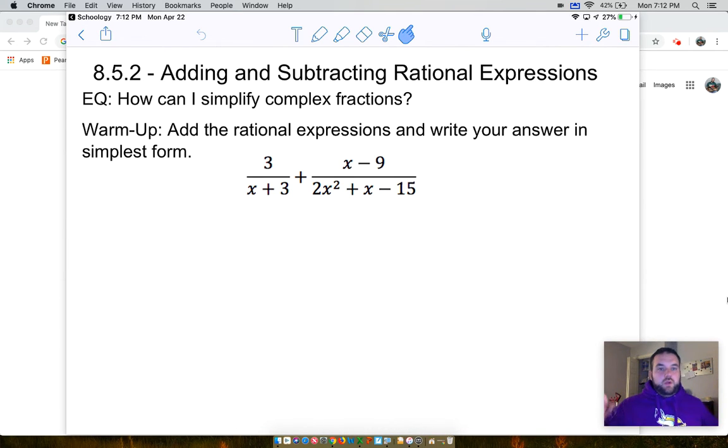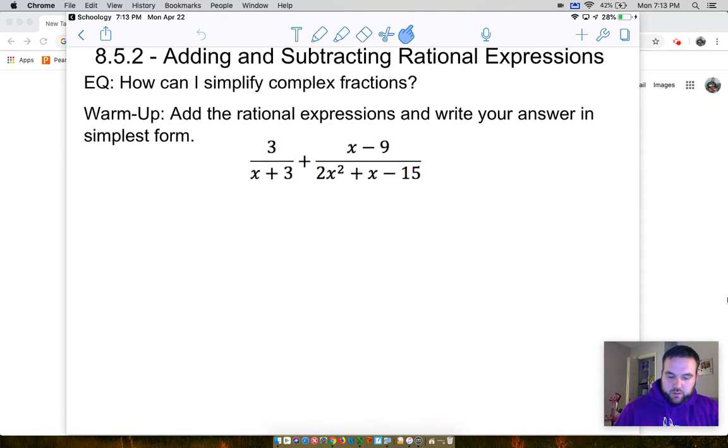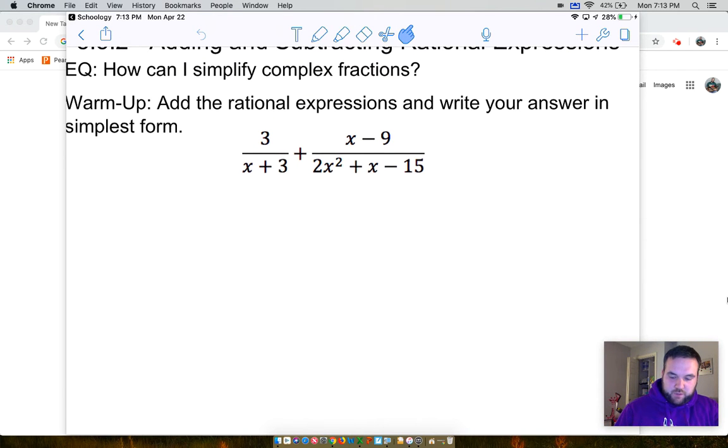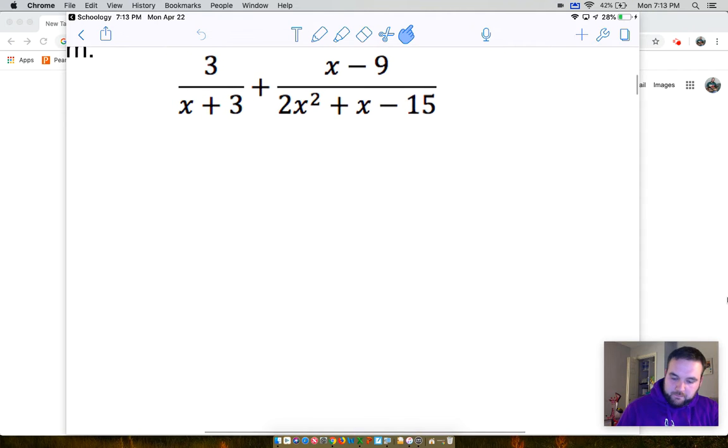Section 8.5.2, how can I simplify complex fractions? We actually learned about complex numbers back in chapter 4, so this isn't like with i. You'll see what we mean with complex fractions in just a second. Our warm-up is to add those rational expressions and write the answer in simplest form.